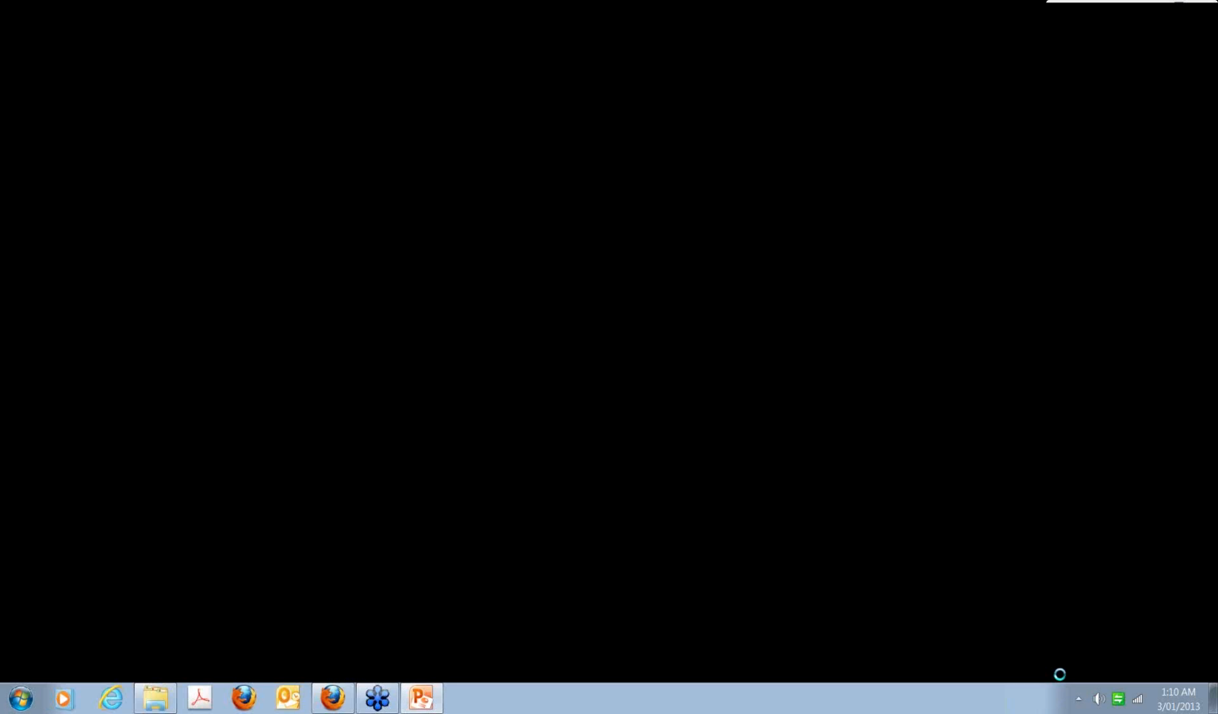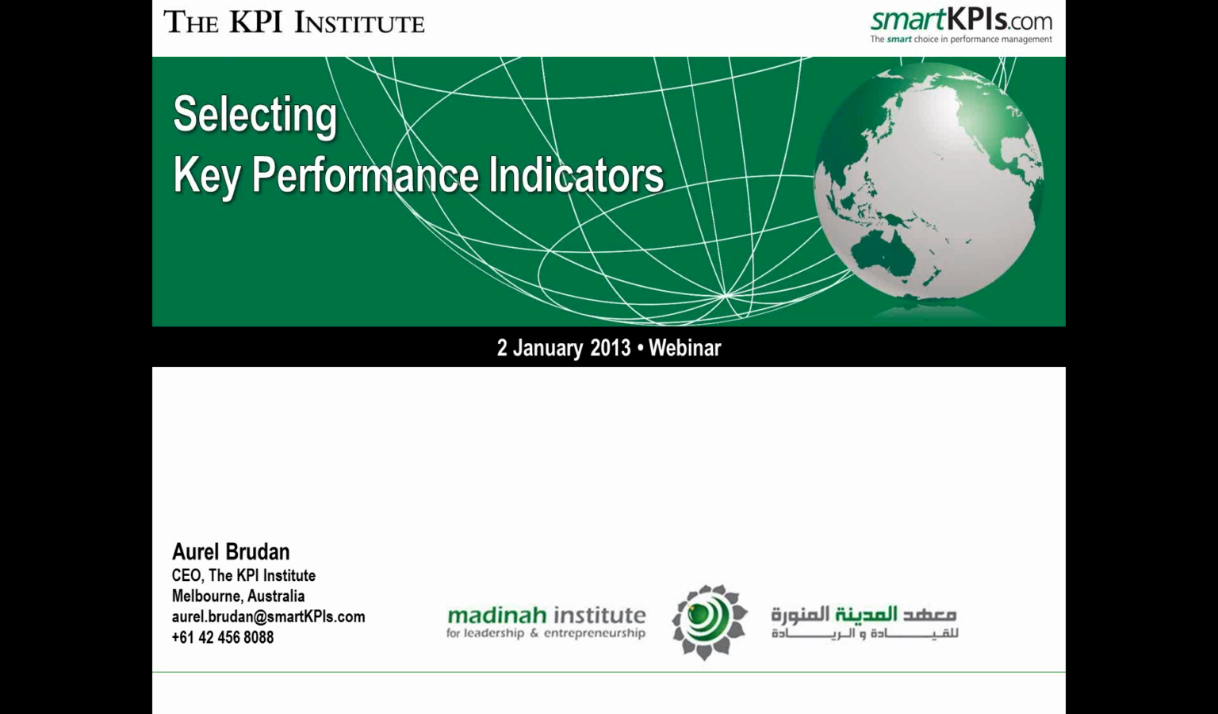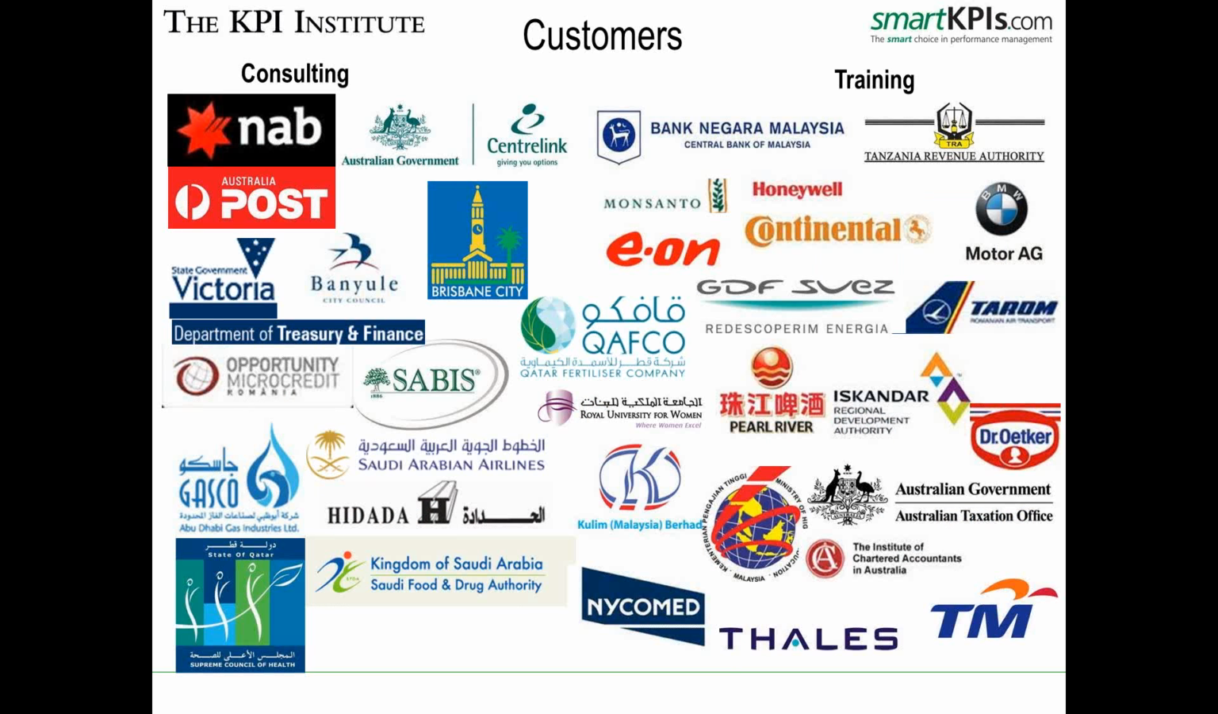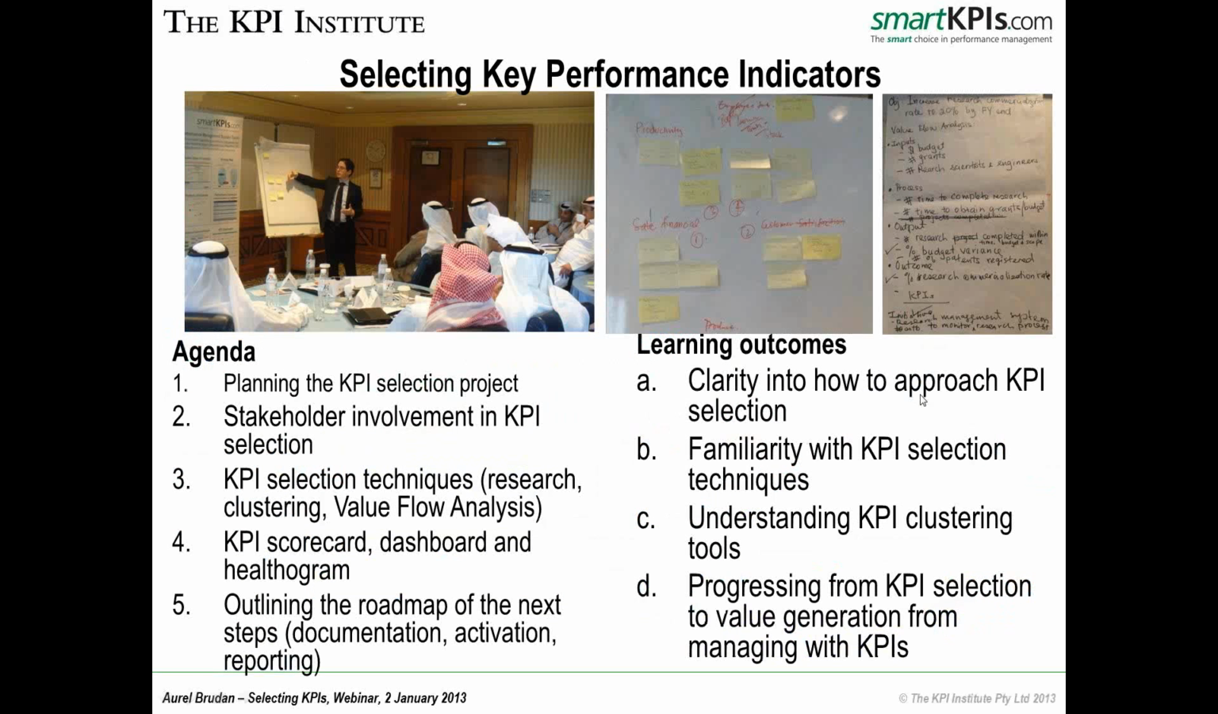Now, since Ali did such a good job presenting myself and the work that I've been doing in this area, I will skip the first slides that relate to the customers that I worked with and the formation that I have in this field. And I will focus on the main topics of today's agenda, looking at the KPI selection project first. We'll talk about stakeholder involvement as part of this, which is a very relevant topic in relation to getting the buy-in for using key performance indicators in organizations.